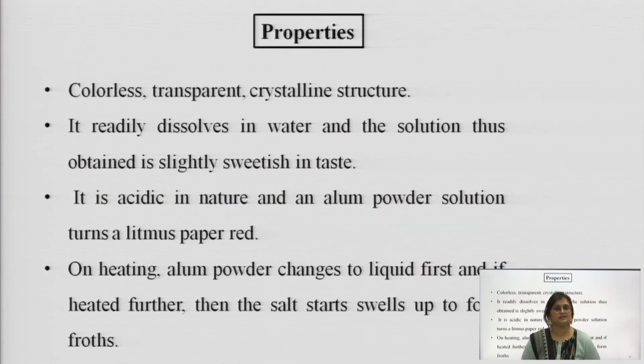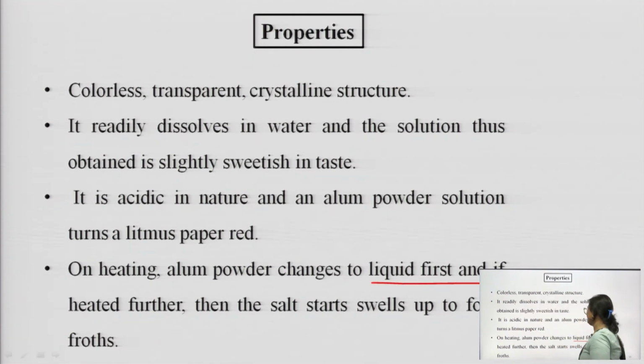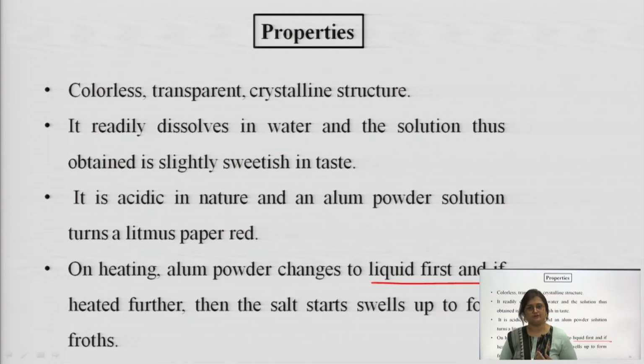These are colorless, transparent, crystalline structures. It readily dissolves in water, and the solution thus obtained is slightly sweetish in nature. It is acidic in nature, and an alum powder solution turns litmus paper red. On heating, alum powder changes to liquid first, and if it is heated further, then it swells up to form froth.